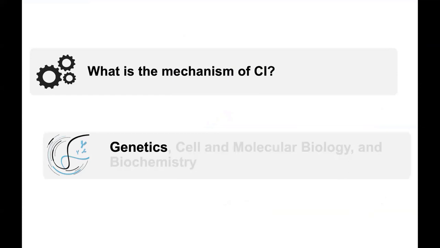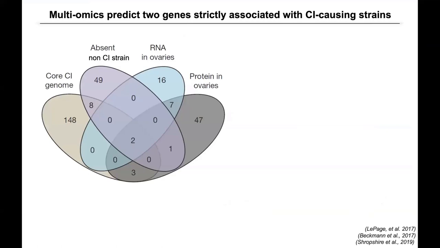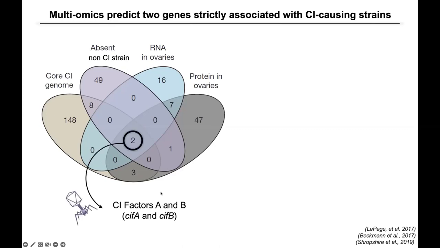So starting with genetics, it was back in 2017 when our lab, together with other collaborators, performed a large-scale transcriptome and proteome comparison across various Wolbachia strains that had the potential to cause CI, and compared it with the Wolbachia strains that do not cause CI. By comparing this transcriptome and proteome, they got down to a candidate list of two genes. They called them CI factors A and B, short for CIF-A and CIF-B. Notably, these genes did not strictly belong to Wolbachia, but to the bacteriophage that was encoded in the Wolbachia genome. So we call them phage proteins, CIF-A and CIF-B.